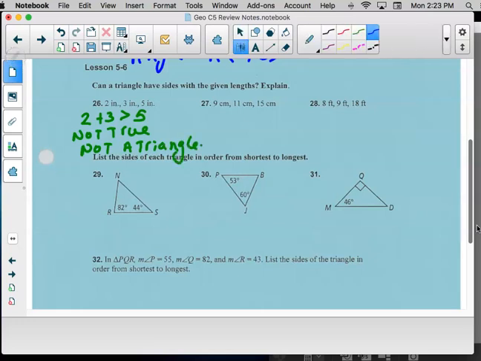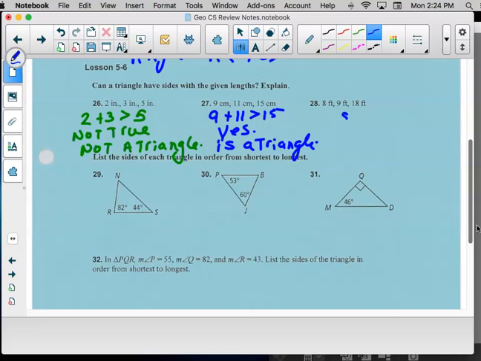Okay, same idea. The two smallest sides is where it's going to fail. So the two smallest sides are 9 and 11. Is 9 plus 11 greater than 15? And that is true. Yes. So it is a triangle. Same idea in 28. Two smallest sides, 8 plus 9, that's 17. Is that greater than 18? This is not true. So not a triangle.